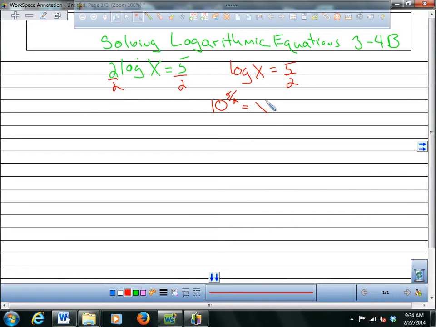equals x, right? That's not something that comes out really nice and neat, so you would just plug that into your calculator at that point, and you would get 316.228. Questions? Easy? And I would take things to 3 or 4 decimal places. Just get in the habit.